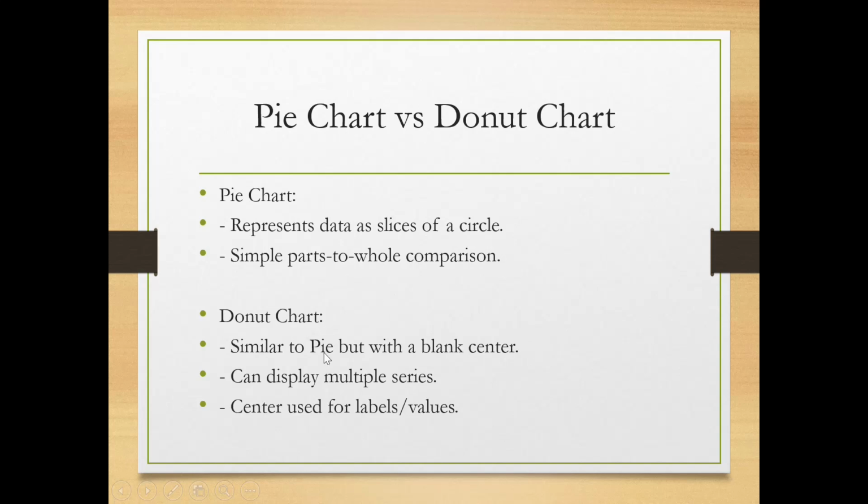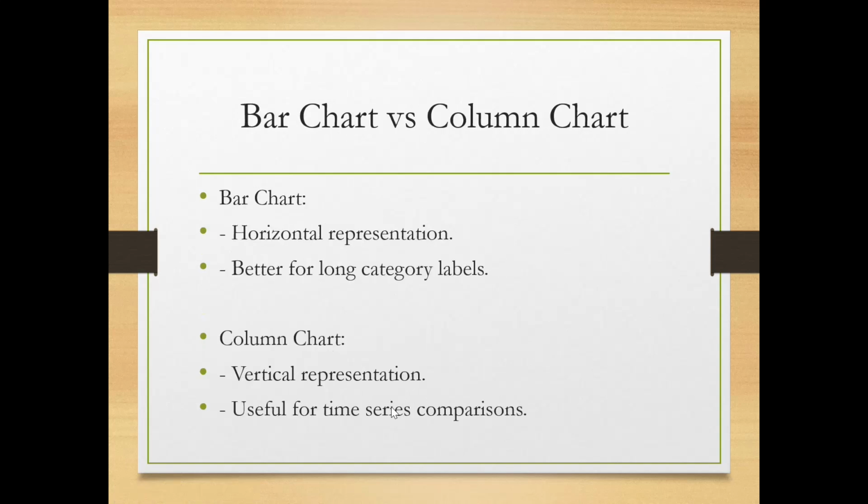Donut chart is similar to a pie chart, but with a blank center, right? Have you seen the donut chart? There's a blank space in the middle, whereas the pie chart just covers the whole area. It can display multiple series? Yes, we can display multiple series here. And the center is used for the label and values. In the center, what are we showing? The label of the data and values based on the data set.